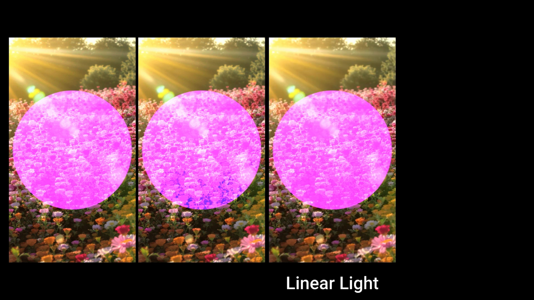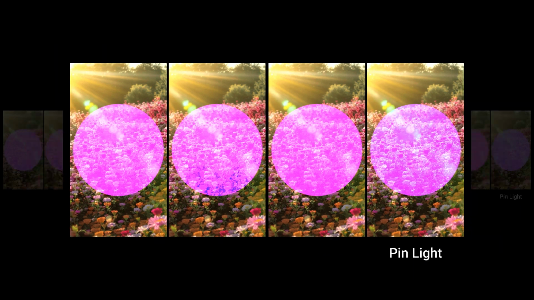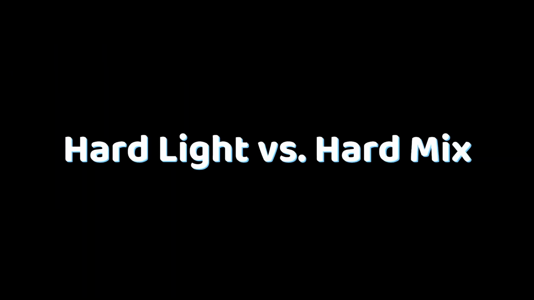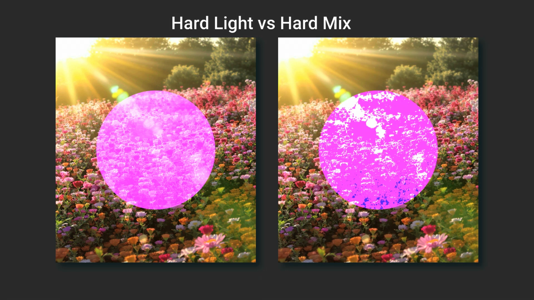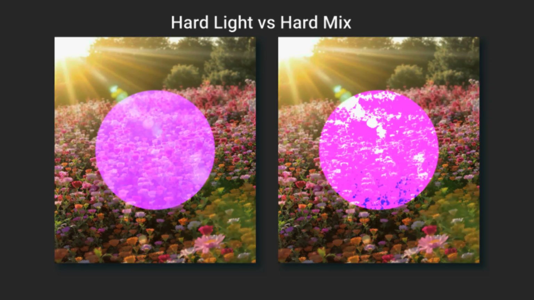Linear light is brightness-based, producing a harsh, exposure-like effect. Pin light replaces pixels, resulting in a patchy and glitch-like effect. Hard light blends normally but with strong contrast. Hard mix, on the other hand, posterizes the result into only 8 solid colors. Hard light can still look photographic, while hard mix is purely graphic.